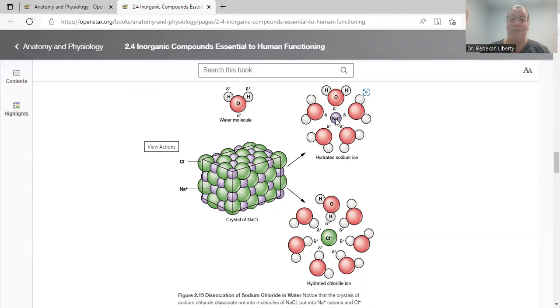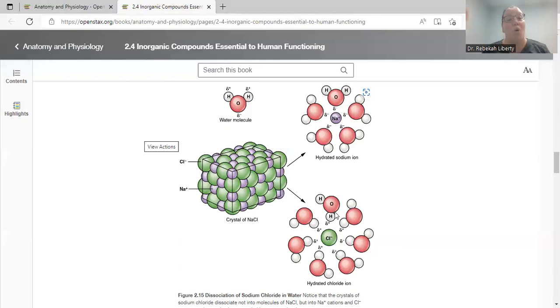So sodium is a positive ion. It gave away an electron. And so the negative oxygen end is going to line up around this way. And the positive sides, the little Mickey Mouse ear hydrogens, are going to be attracted to the negative chlorine. So ions get along with water because water is polar.